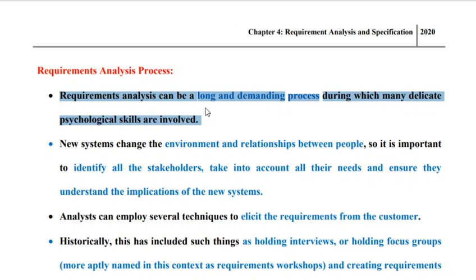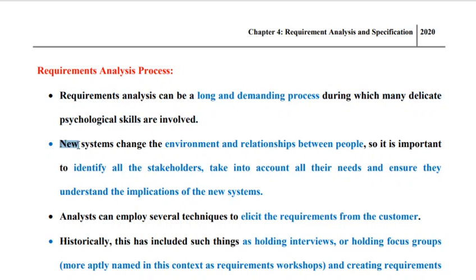So requirement analysis is a very tedious and time-consuming process. Definitely, requirement analysis in the requirement engineering phase mandates delicate psychological skills, because you need to constantly interact with the customer and take their feedback at different points in time, when the customer may be in different orientations or states of mind. So you need very good psychological skills in order to extract the requirements from the customer and analyze them.